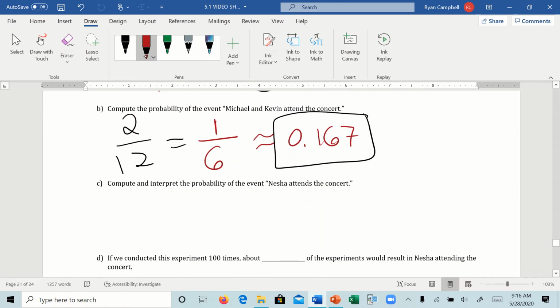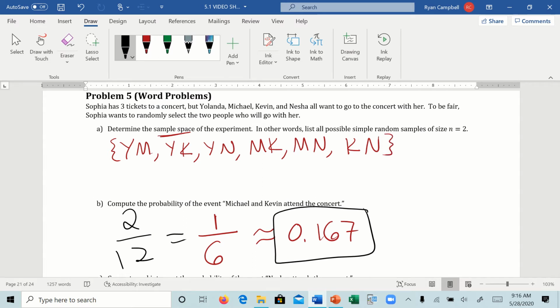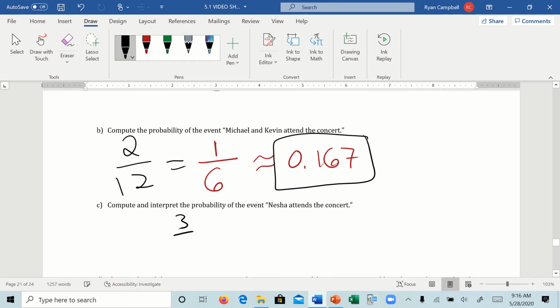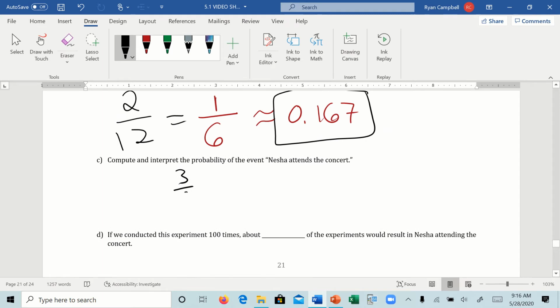So let's compute the probability that Nisha attends the concert. So how many ways does Nisha attend the concert? So Nisha can attend the concert with Yolanda, with Michael, or with Kevin. So there's 3 ways out of a total of 6, which if we divide that out, is 0.5.